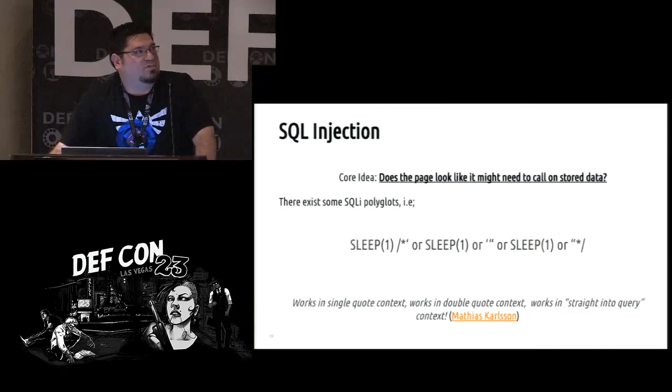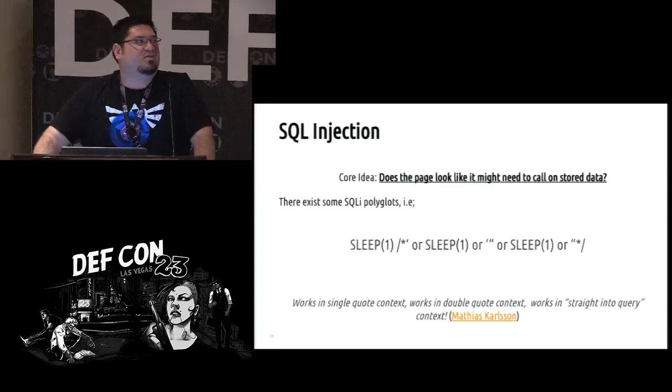So Matthias in his presentation has this string, and I imagine a lot of fuzzers, web fuzzers and scanners will start to pick up on this type of thing if they haven't already, the idea of these multi-context injection strings. So this is awesome as well.